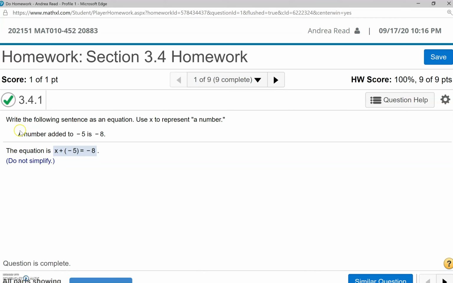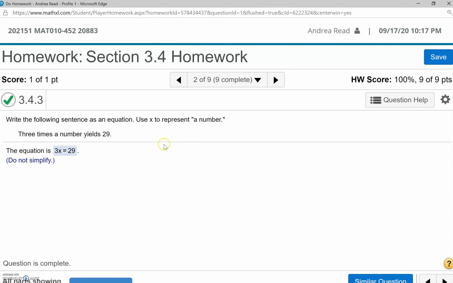So in your set of instructions, it tells you that anytime you read the verbiage, a number, you represent it with the letter X. So when we're reading this right here, a number added to -5 is -8. And that is your equal sign. So a number, as it's written here, X, added to your plus sign, -5, and then we have our equal sign, -8. So that's how you would display that as an equation.